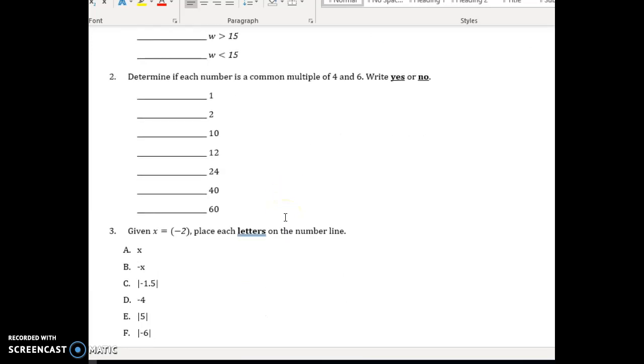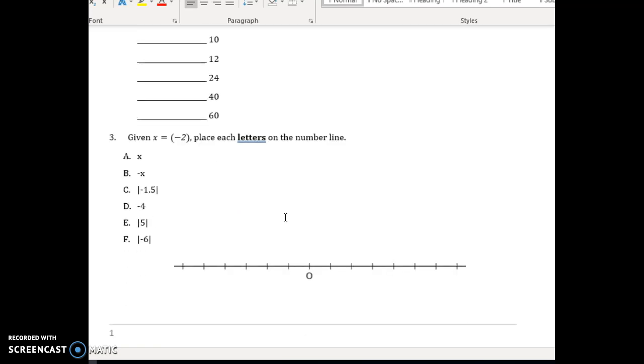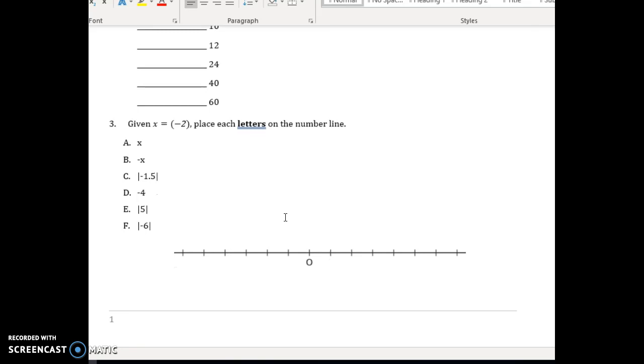Question 2. Determine if each number is a common multiple of 4 and 6. Write yes or no. Question 3. Given x equals -2, place each letter on the number line.